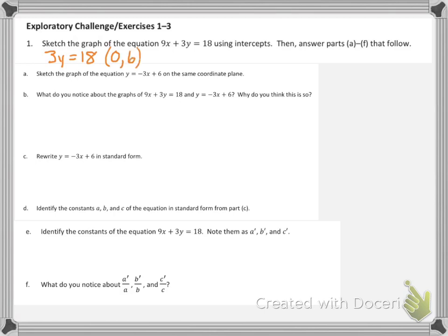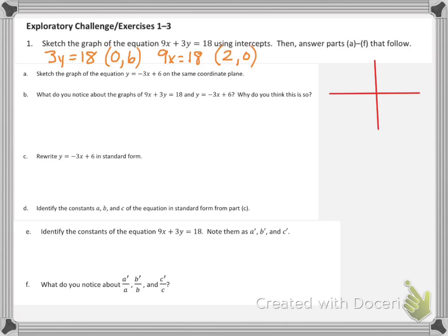So I can sketch that. And then I'm going to make y 0. If I make y 0, I get this equation, 9x equals 18. Then I'm going to multiply both sides by 1/9, and 18 divided by 9 is 2. So I get x equals 2. So my new point is when y is 0, x is 2. So there's my next point. And then I can sketch that, and I'll just do that real sketchy over here. Okay, so let's put those points on here.